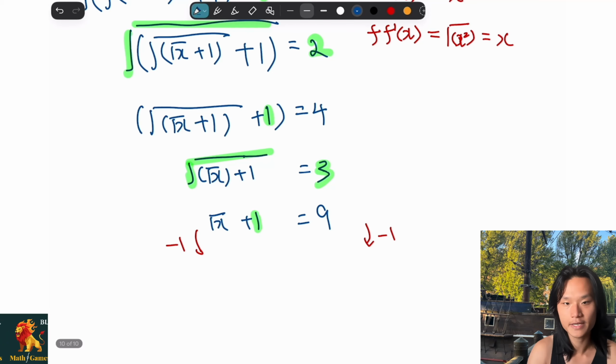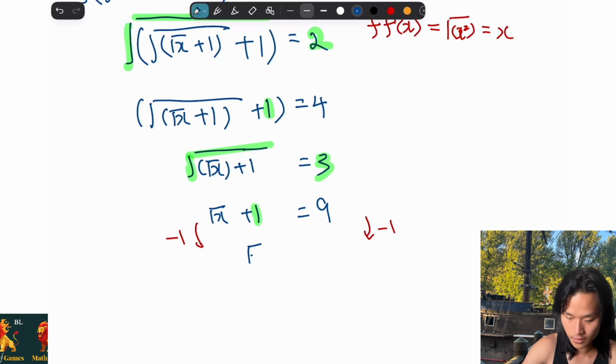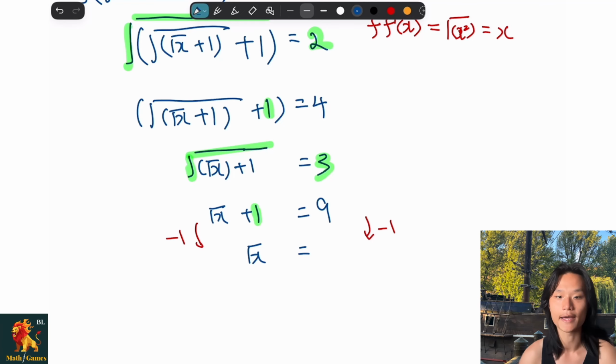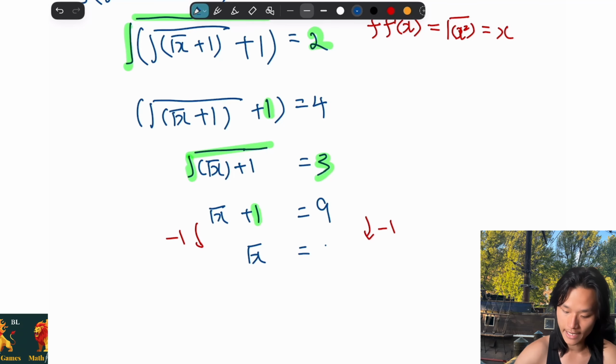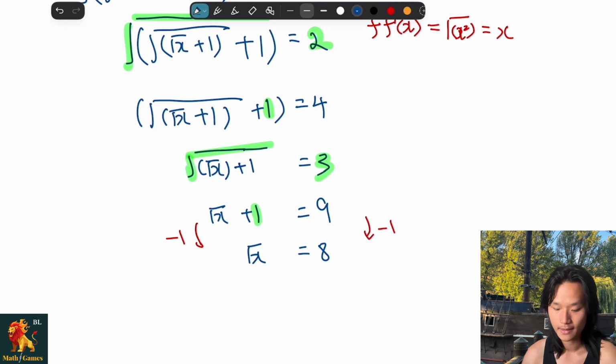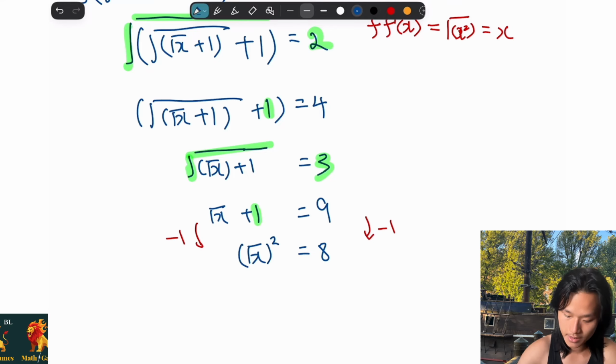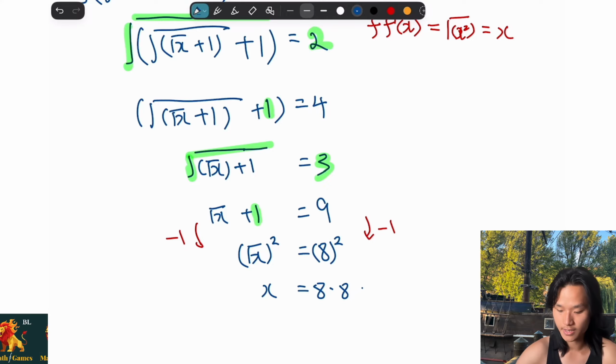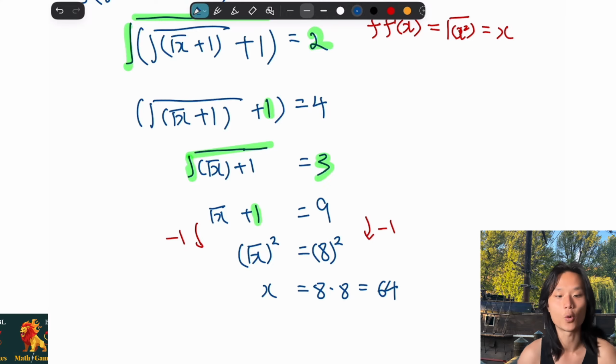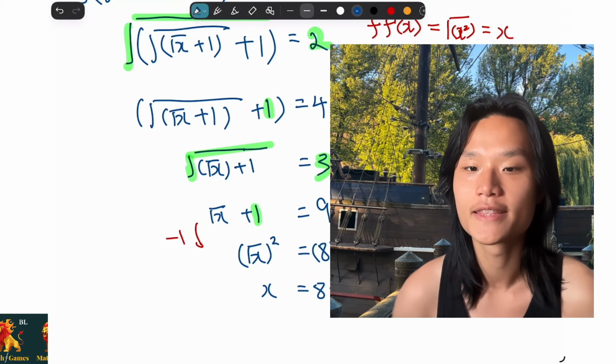So on the left hand side, we are now left with the square root of x, and on the right hand side, we have the number 8. Finally, if we want to find x, we square both sides like this. So x is 8 times 8, which is 64.